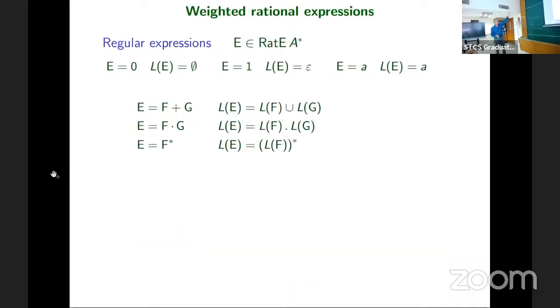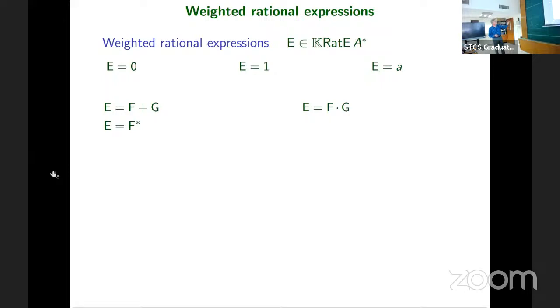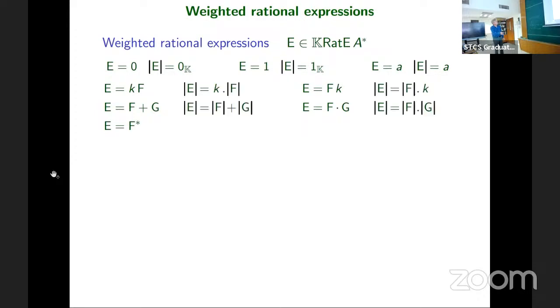So these are the classical regular expressions. And now for the weighted expressions, we have a bit more: for every k, we have these two operations. And for every expression or definition, we have the language, or the series, denoted. Okay. All this makes no problem, but only this.